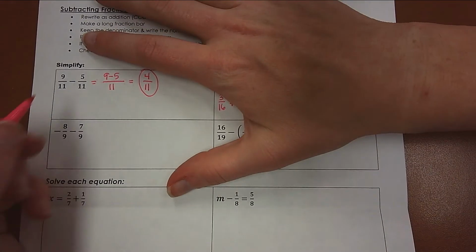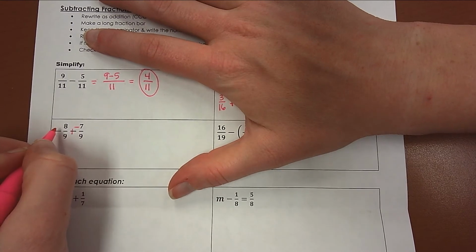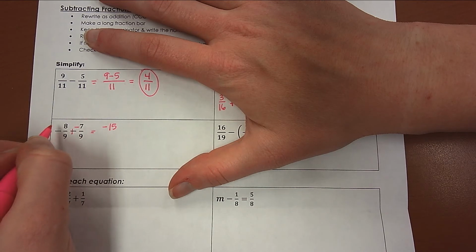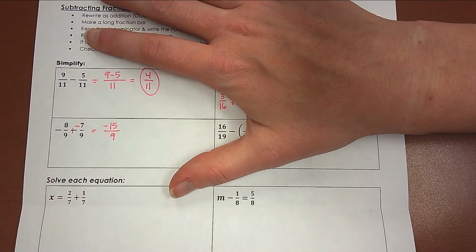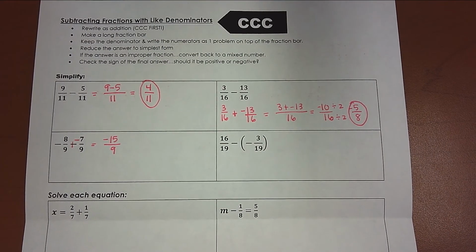So on this one, we should have copy, change. Now we have same signs, negative 8 plus negative 7. So same signs we add and keep. 8 plus 7 is 15. Keep the negative sign. My denominator always stays the same, so I've got negative 15 over 9. And next I'm going to reduce.